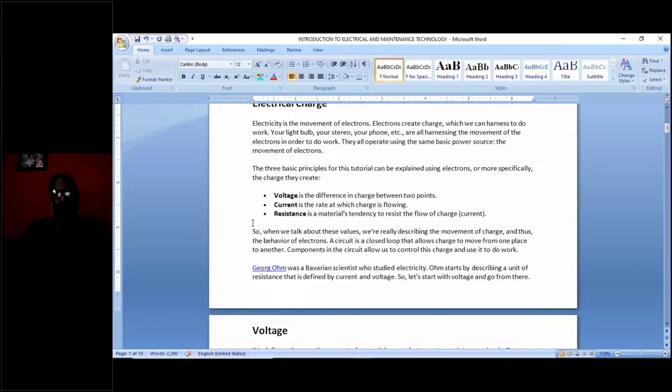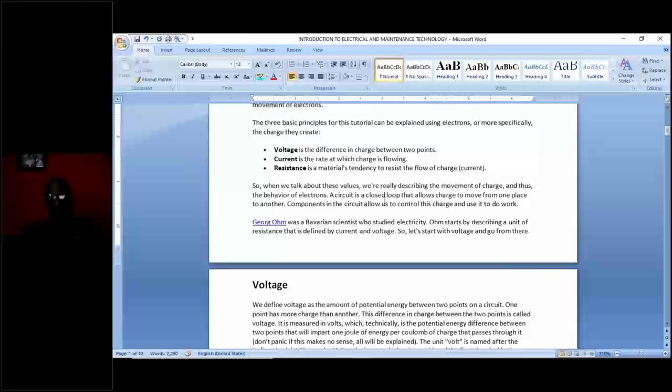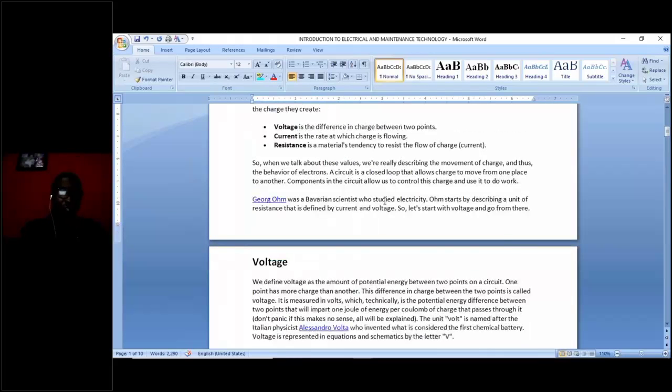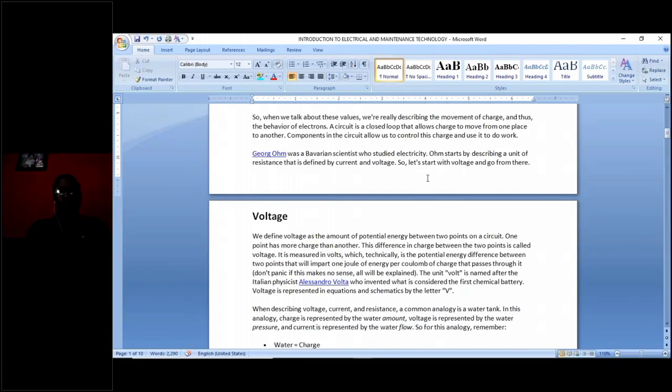So when we talk about these values, we are really describing the movement of charge and thus the behavior of electrons. A circuit is a closed loop that allows charge to move from one place to another. The components in the circuit allow us to control this charge and use it to perform work.